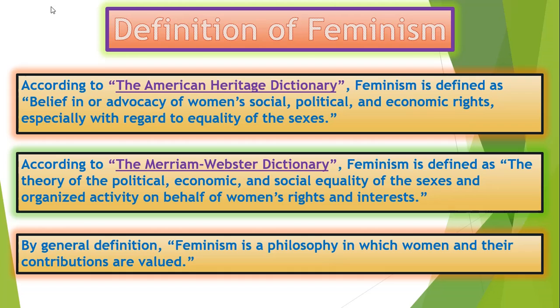Now let's check out general definition on feminism. Feminism is a philosophy in which women and their contributions are valued. Here, the global idea of feminism refers to the belief that men and women deserve equality in all opportunities, treatment, respect, and social rights.